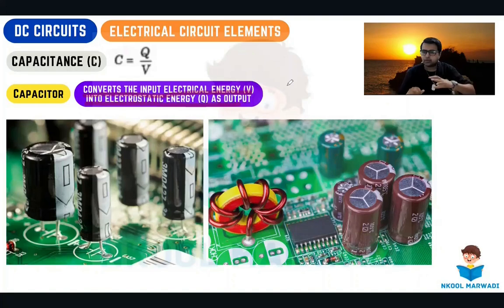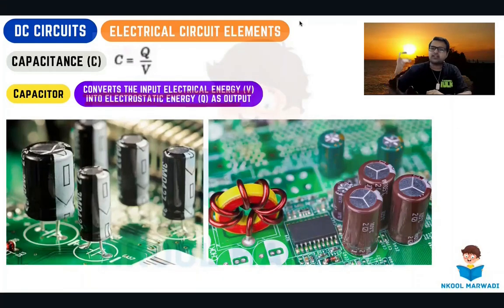Because in a capacitor, there is a concept of charging and discharging. Whenever we pass a potential difference across a capacitor, the capacitor will charge, so it will store energy. Now, whenever needed, that energy can be utilized, and there are so many scenarios where this stored energy will be used. Then we call it discharging of the capacitor.